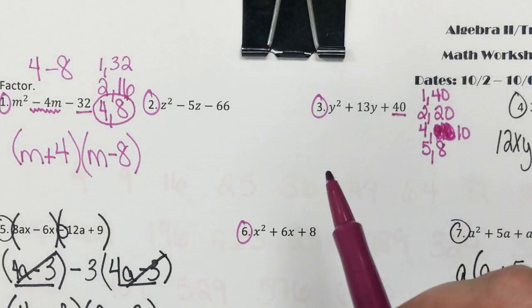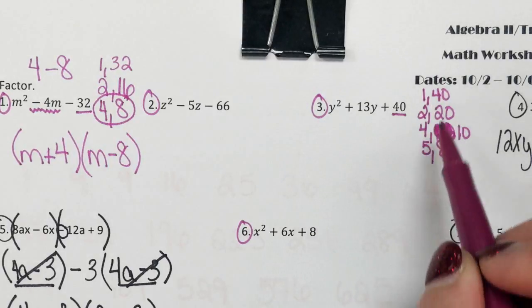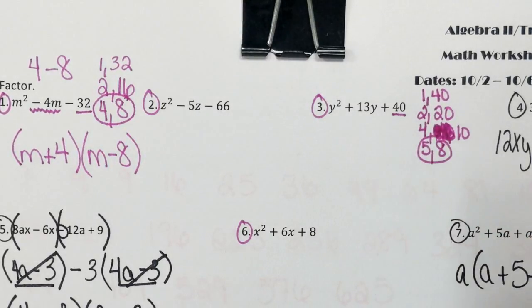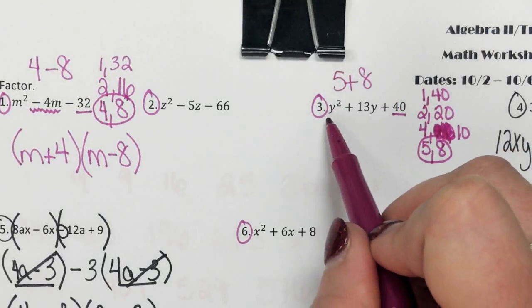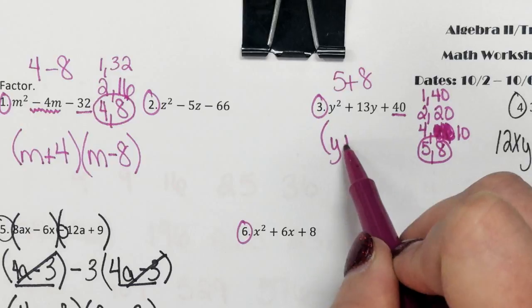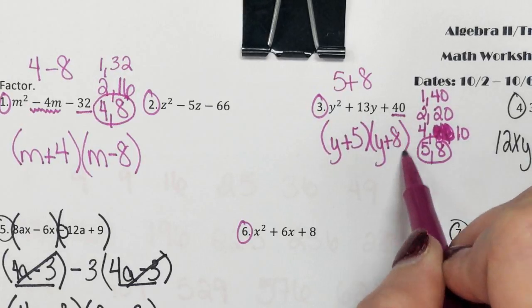All right, but the one that you got to pick is the one that adds or subtracts to be 13. Which one is that? 5 and 8. How does 5 and 8 give me 13? If you add them. Very good. So that's a positive 5 and a positive 8.